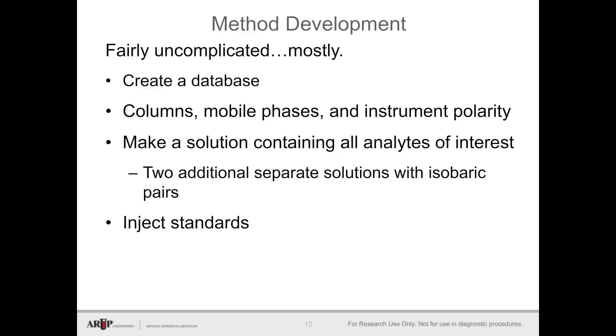I typically prepare a solution containing all of the analytes and also two solutions separating any isobaric compounds. Since the TOF is basing identification on exact mass only and not fragments, we have to rely on retention time to correctly identify any isobaric pairs. Having them in separate solutions allows you to figure out what time each one elutes. And then I try to answer the following questions when I'm reviewing data.